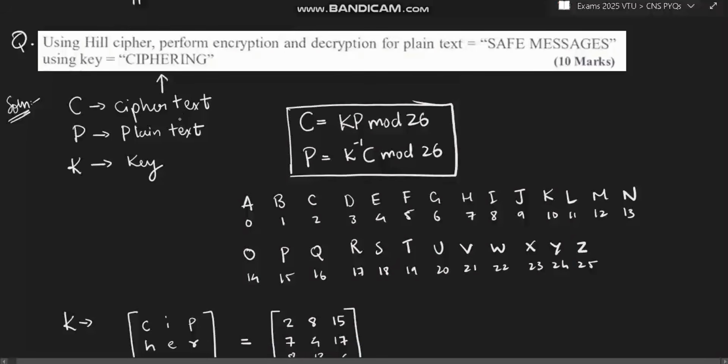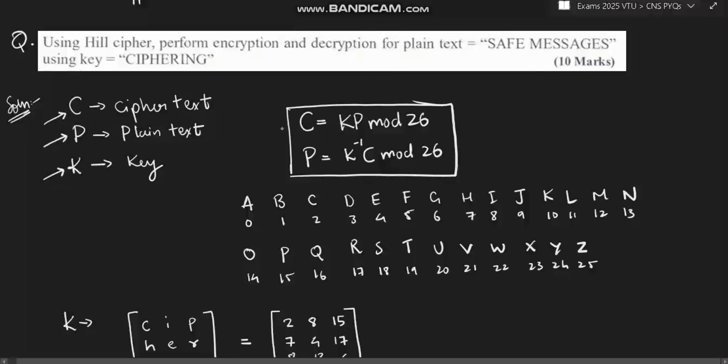Now there are two ways in which this question can be asked. Either they can give you the key as letters or they can give you the key as a matrix. If they give you letters, you have to convert it into a matrix, and if they give a matrix you can directly proceed. The terms used here are C for ciphertext, P for plaintext, K for key.